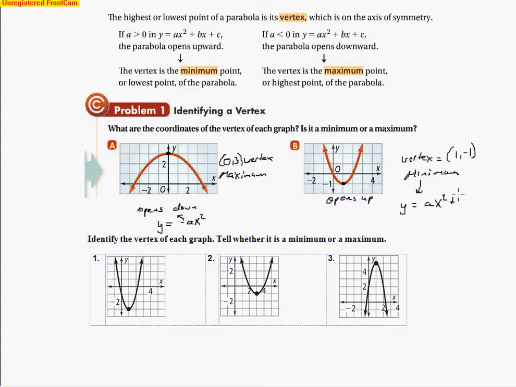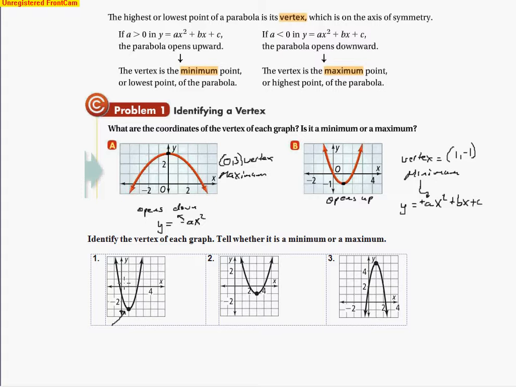So this one had an extra component added on to it, the bx plus c, to get the vertex to this point. We'll see that later on, but basically we need that a term to be positive. So I'm going to draw that arrow a little bit further over. And so whenever this is a positive term, positive x squared, that's going to end up opening up. And so we'll see that with these. And for this first one here, again, we're identifying the vertex of each graph, then tell whether it's a minimum or maximum. So the vertex is just where it starts to change direction.